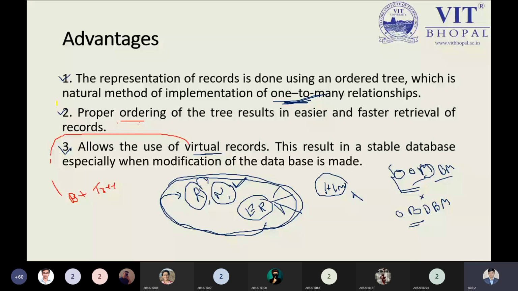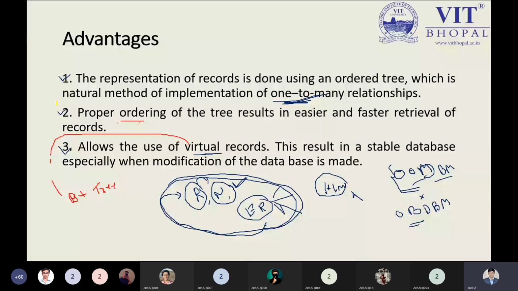The proper ordering of the tree results in easier and faster retrieval of records because we can directly jump to the particular part only. Along with the use of the virtual record, the result is a stable database, especially when modification of the database is made. This is applicable when we discuss the object-oriented database management system, known as the OODBMS. So when we study object-oriented databases, this will be much more applicable.